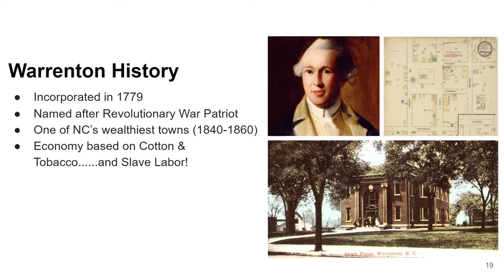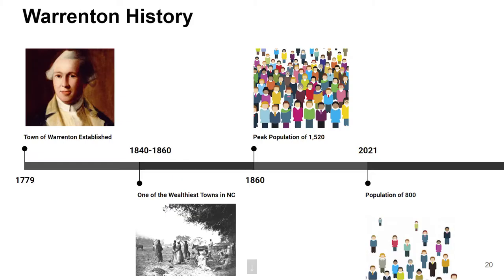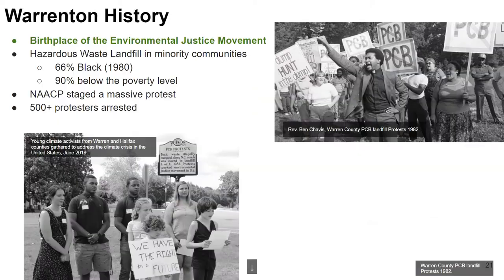And in this instance, we looked at the history of Warrenton, from when it was incorporated to what it was named after, and also the history's connection to slavery and its economic abundance during the time of 1840 to 1860. And this timeline expresses that. You see the foundation of Warrenton, and then its peak population happening in 1860 compared to its population now in 2021 of 800 people.